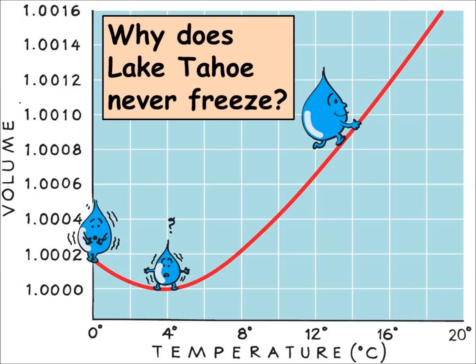Now let's look at the expansion and contraction of water. Why does Lake Tahoe never freeze? Now, in the left-hand column, very important, it's going to be the volume of water, and the temperature from 0 to 20 degrees. So you'll see that water has its smallest volume at 4 degrees Celsius. So if it's less than 4 degrees Celsius, it will expand. If it's greater than 4 degrees Celsius, it will expand the water.